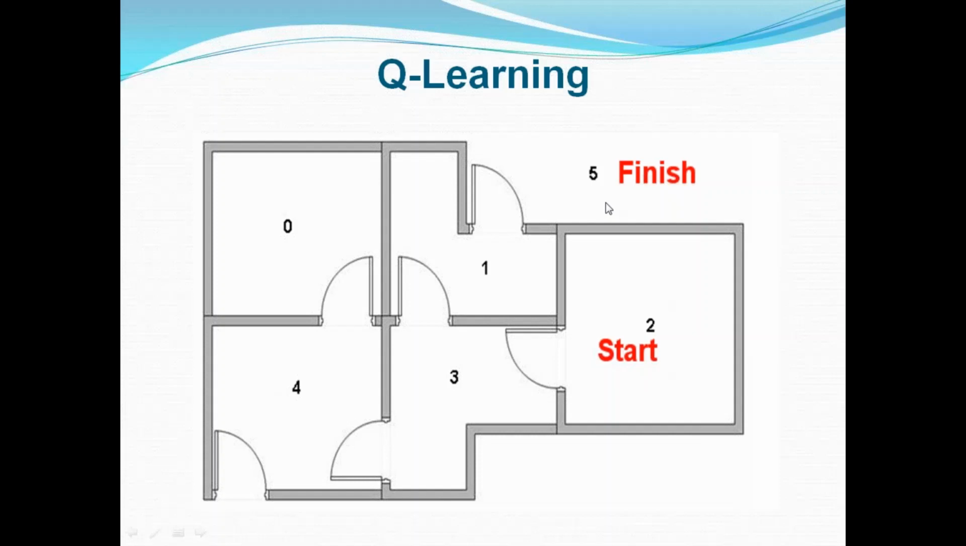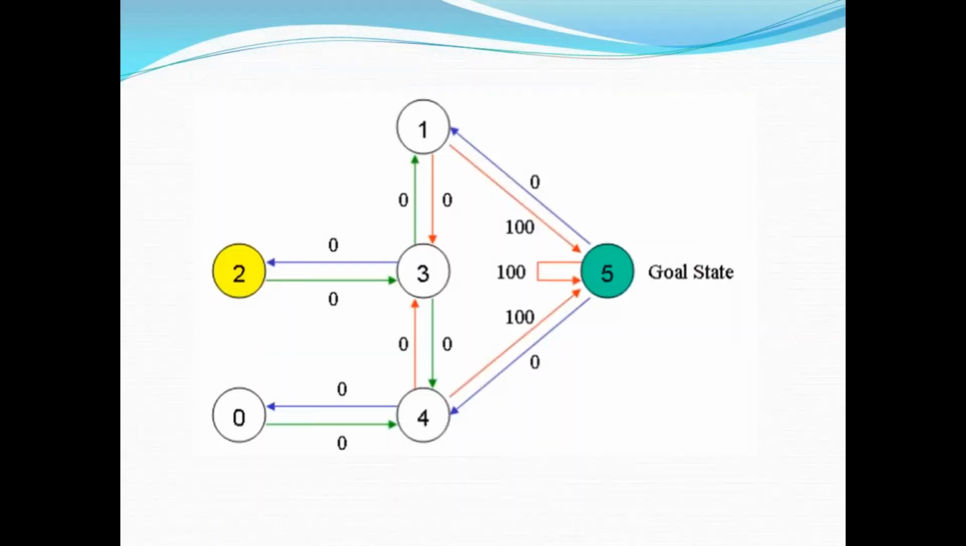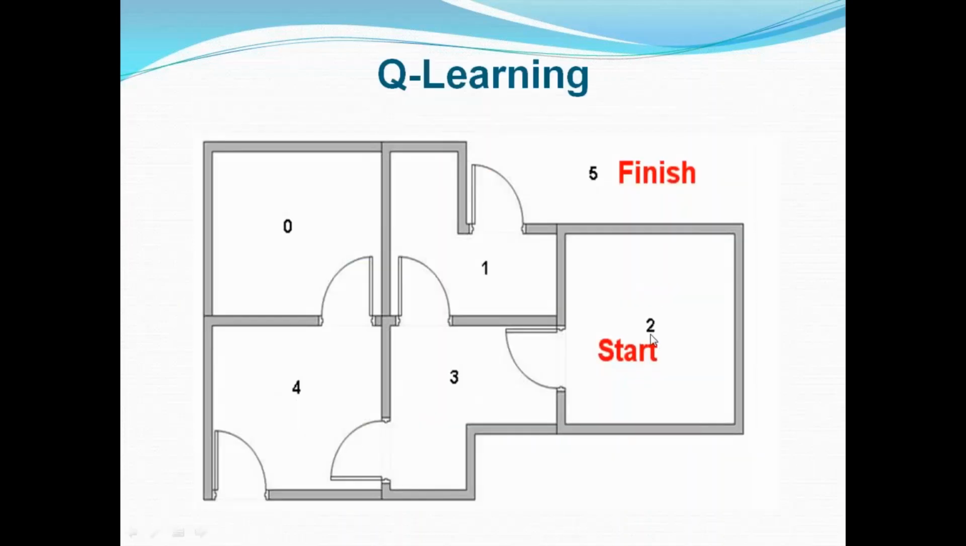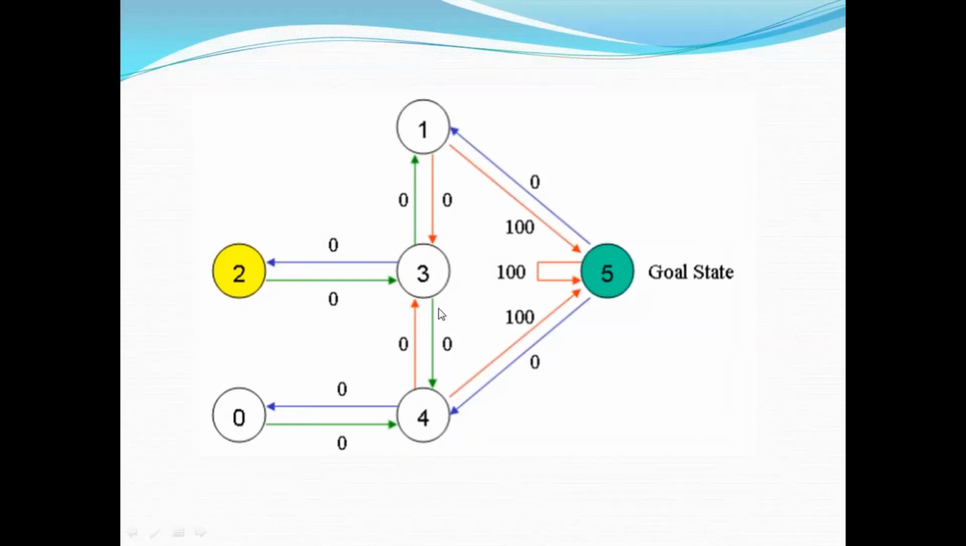Now, what does Q learning do? You can graphically represent the states, taking the initial state as 2 and the different states from 2 to the goal state, which is 5. Here 2 is the starting state and 5 is the finishing state. From 2, what are the possible actions you can take to reach 5? Those are all depicted by this graph. So from 2 you can go to 3, 3 to 1, and 1 to 5.